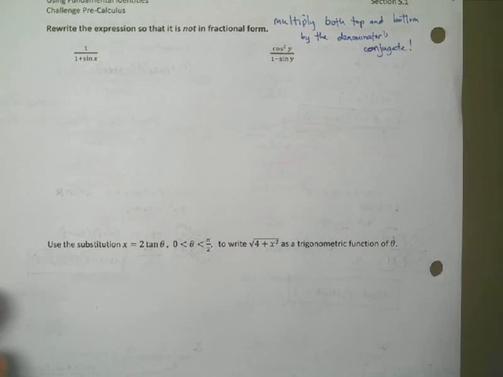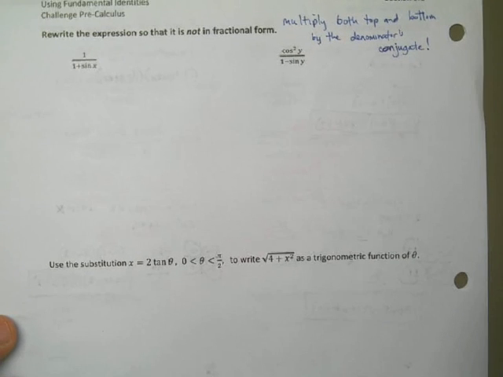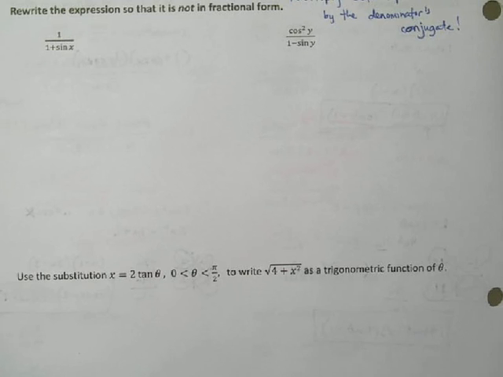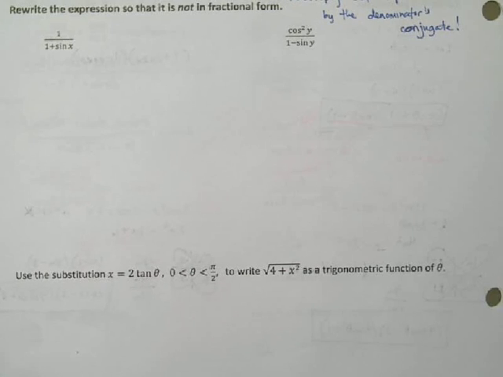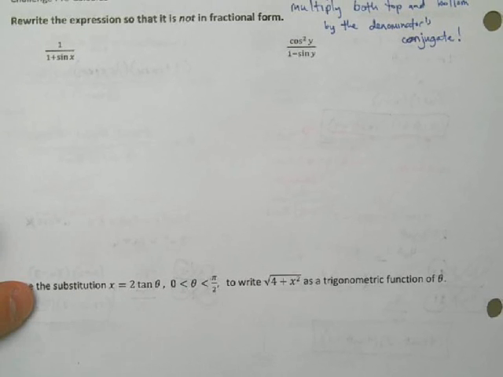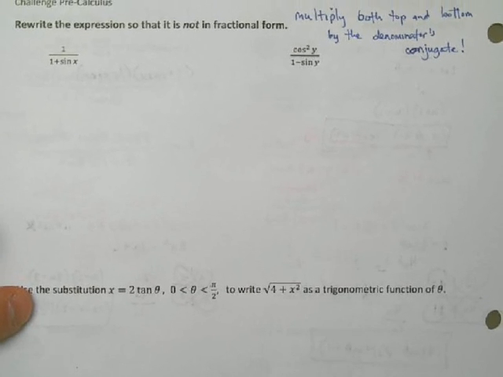The idea here is that we want to multiply both the top and bottom of these fractions by the conjugate of the denominator. And what I mean by that is I want to multiply both top and bottom of this equation by 1 minus sine of x. And the reason for this is going to be clear in a second after I start to work this out. So if I have 1 plus sine x, I want to use 1 minus sine x. Over here, if I have 1 minus sine y, I want to use 1 plus the sine of y, and that's what I'm going to multiply by.